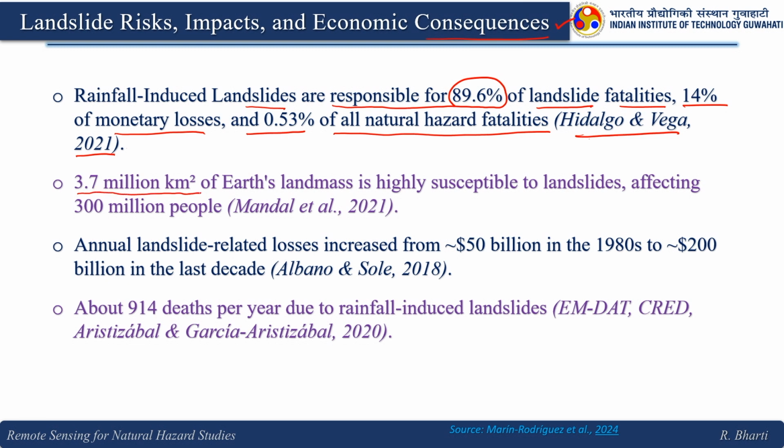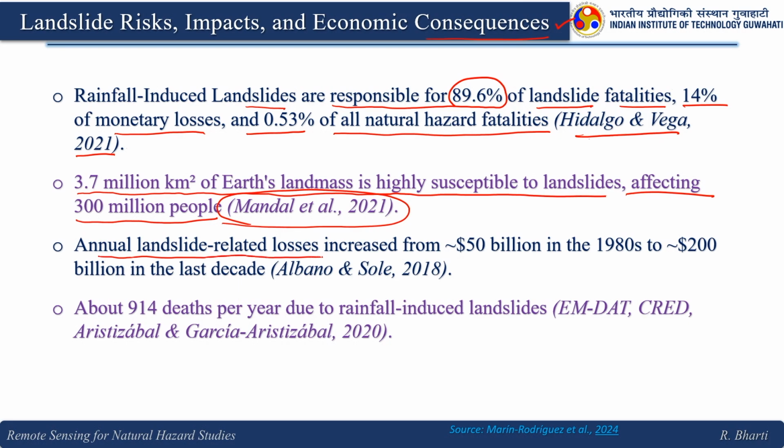3.7 million square kilometers of Earth's landmass is highly susceptible to landslide, affecting 300 million people. That is reported by Mandal et al. 2021. Annual landslide related losses increased from about $50 billion in the 1980s to $200 billion in the last decade. About 914 deaths per year are due to rainfall induced landslide. Here you can see this is from this particular report.